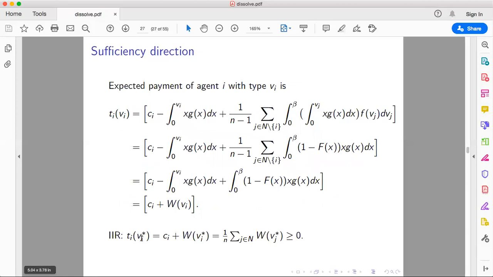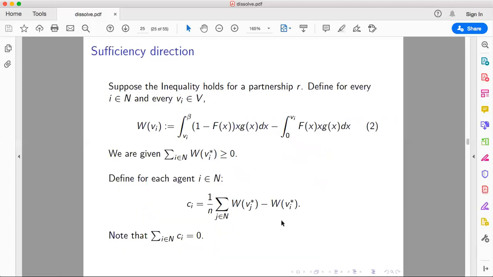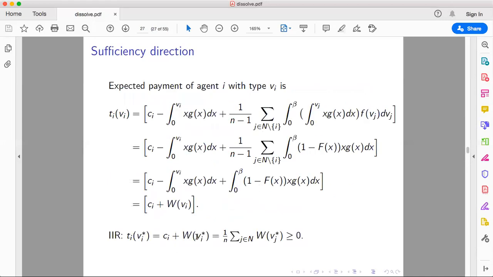Now we know that for IIR, we just need to ensure that this is greater than or equal to 0 for V star i. So we need to ensure that Ci plus W(V star i) is greater than 0. If we substitute what Ci was, which is defined to be this, then Ci plus W(V star i) is exactly the average of the W(V stars). But remember, the inequality is that this total of W(V star i) is greater than or equal to 0. So the average is also greater than or equal to 0. So Ci plus W(V star i) is equal to this, which is greater than or equal to 0.